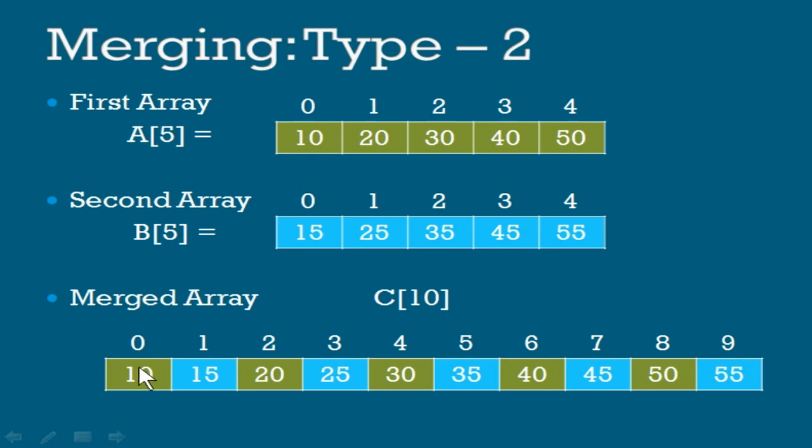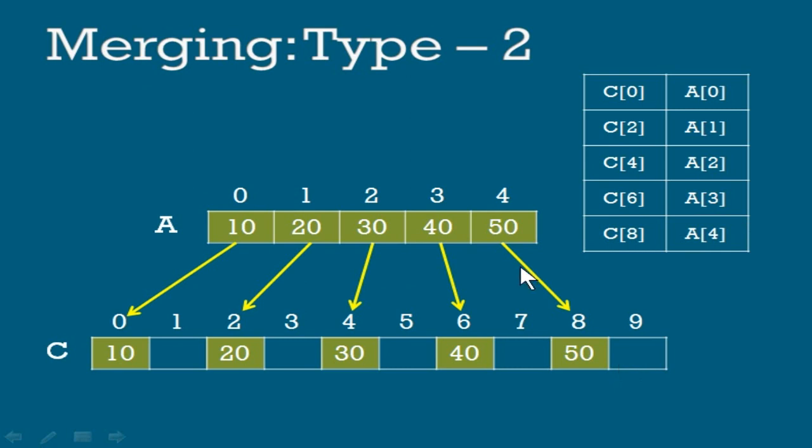Now you can notice here the first array is stored in the even positions 0, 2, 4, 6 and 8, and the second array is stored in the odd positions, that is 1, 3, 5, 7 and 9. So we are going to see how to do this. First, you are going to store the 0th element into 0, first element into 2, second element into 4, third element into 6 and fourth element into 8.